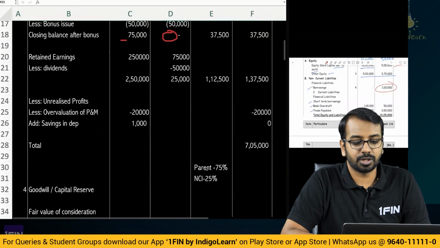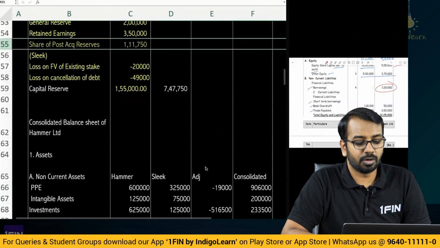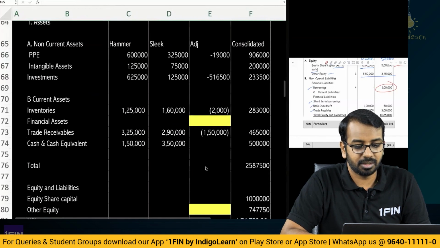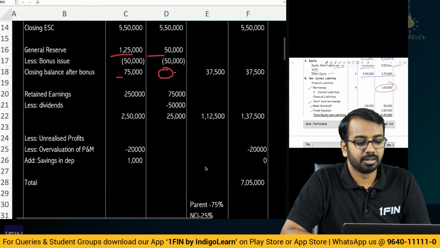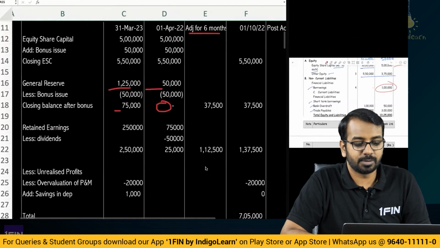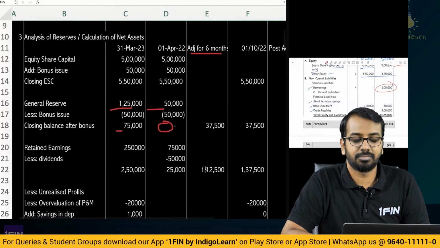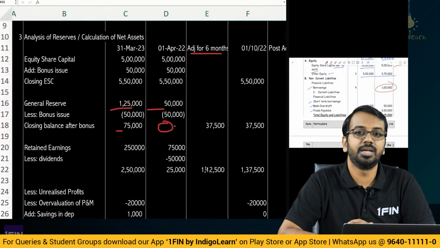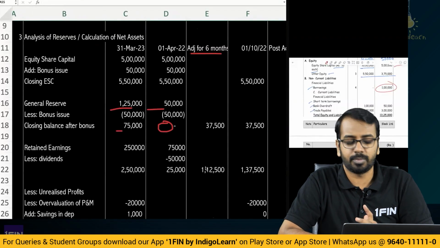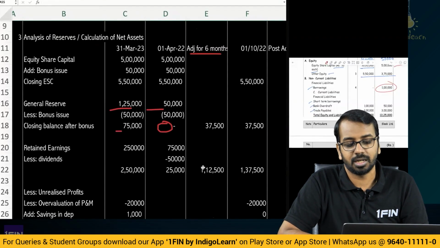Do practice this question. The way the analysis of profits has been given in the suggested answer is slightly complicated. So you can follow this simplified approach as well.